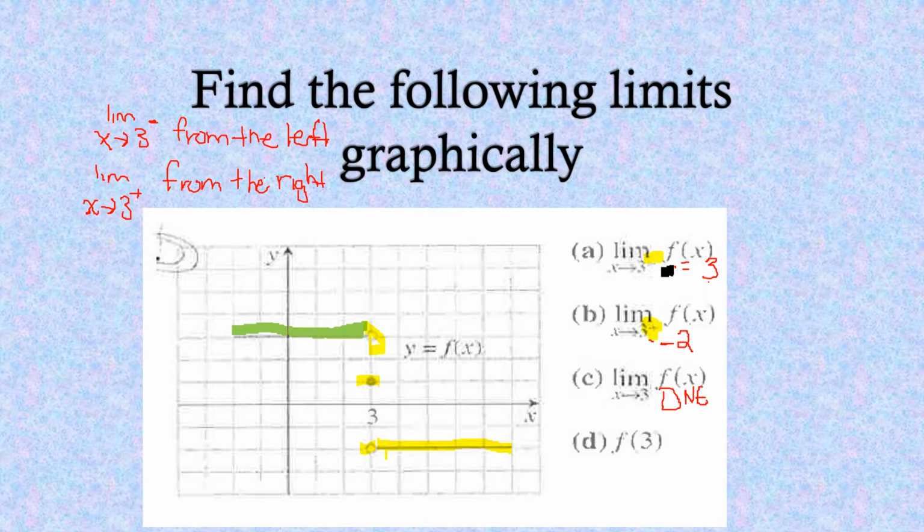This last question asks, what is f of 3? Well, f of 3 would be this value. So the limit as we approach from the left is 3. The limit as we approach from the right is negative 2. F of 3 is 1, but the limit itself does not exist because the left-hand limit does not equal the right-hand limit.